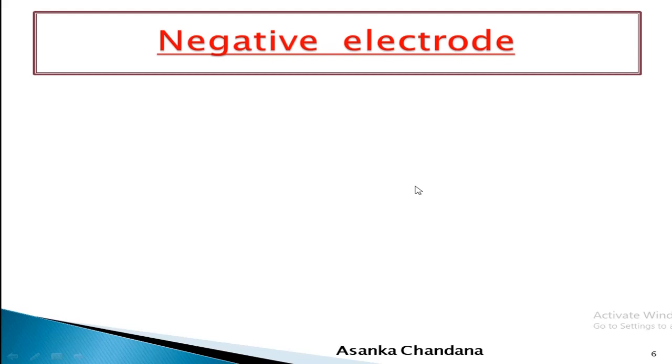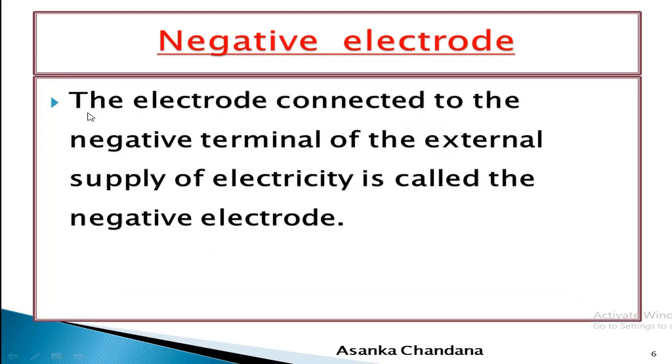What is the negative electrode? The negative electrode means the electrode connected to the negative terminal of the external supply of electricity. The electrode connected to the negative terminal of the external supply of electricity is called the negative electrode. Right now we have learnt about what is the positive electrode and what is the negative electrode.